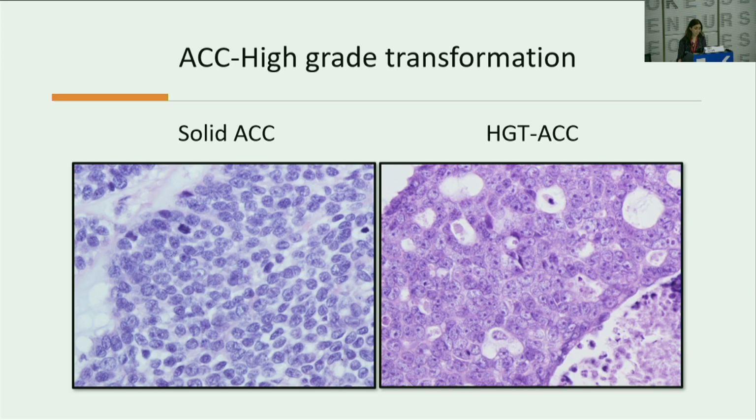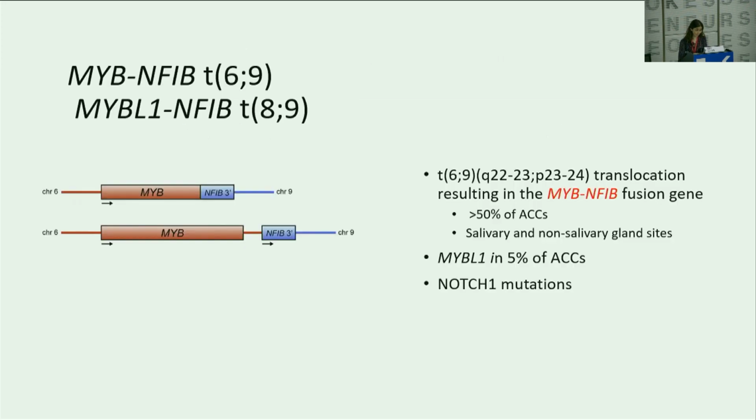Additionally, studies have shown that adenoid cystic carcinoma high-grade transformation is aggressive, even more aggressive than solid adenoid cystic carcinoma, and some studies have shown that it may increase the risk of lymph node metastases in this tumor. At the molecular level, adenoid cystic carcinoma is characterized by the MYB-NFIB fusion gene, identified in more than 50% of adenoid cystic carcinoma, not only in salivary gland, but in other non-salivary gland sites such as breast, lung, and skin.